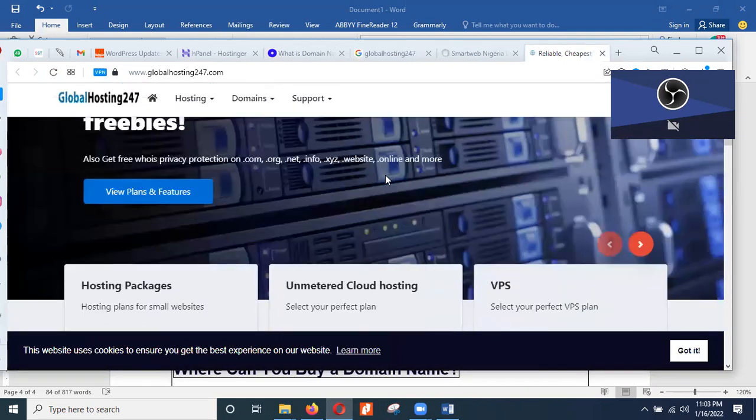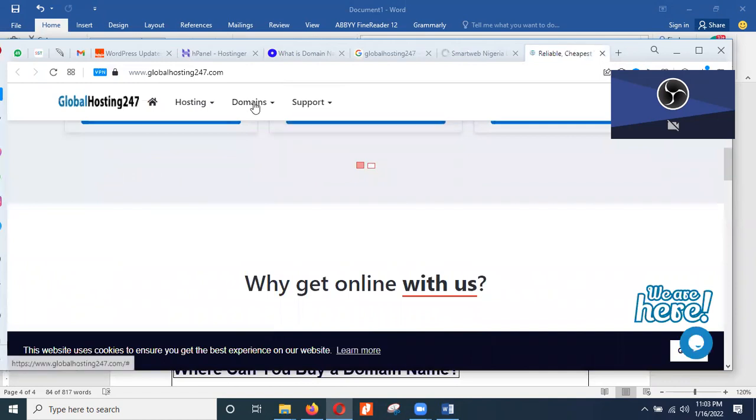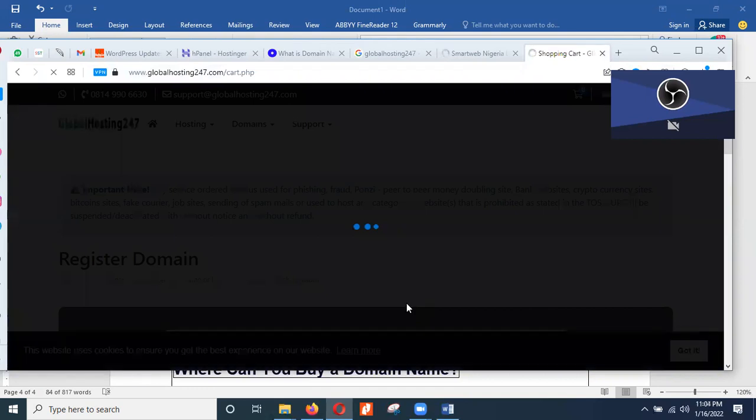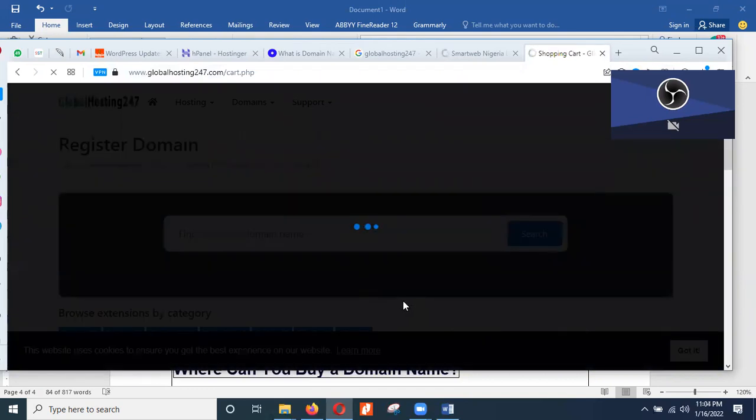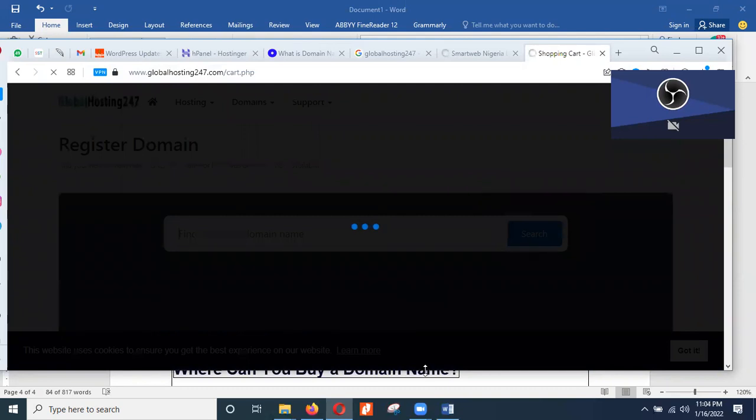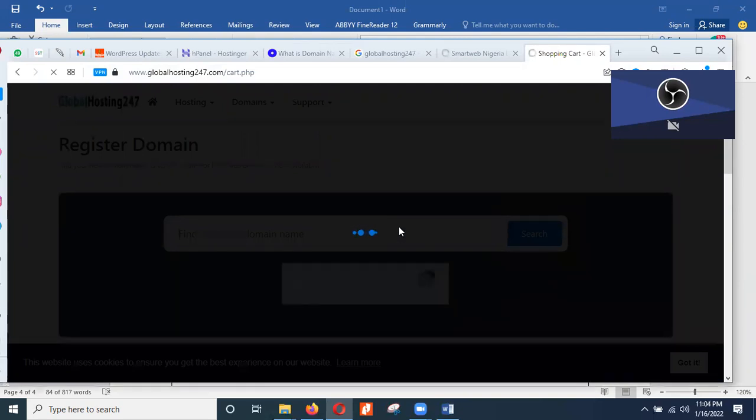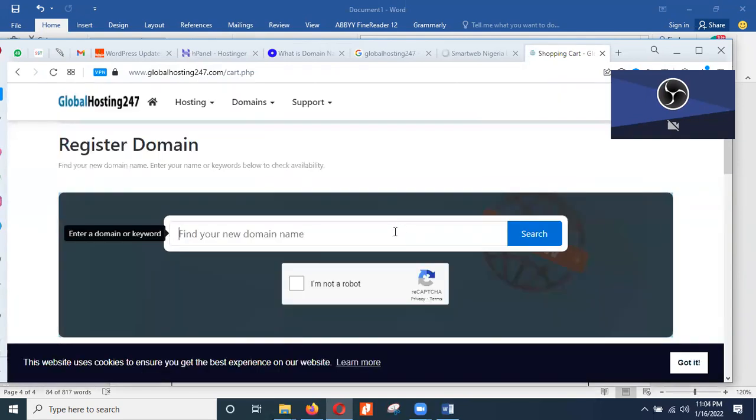Now, when you are choosing a domain name, the first thing is to check the availability of the domain name. So you can go to Global Hosting 247.com. You click on the domain, you click on register a new domain, and you allow it to load. It will show you where you can check the availability of your domain name. Good, it has already shown where you can check the availability.